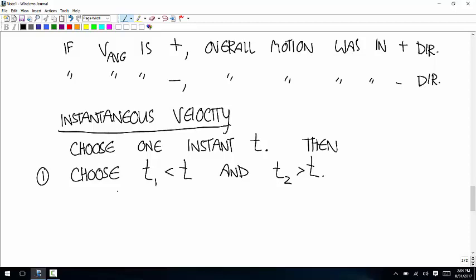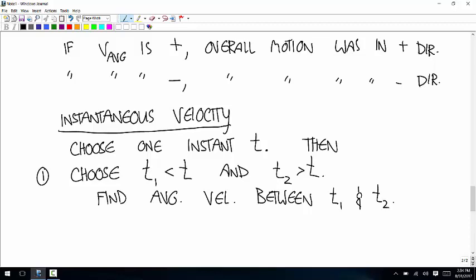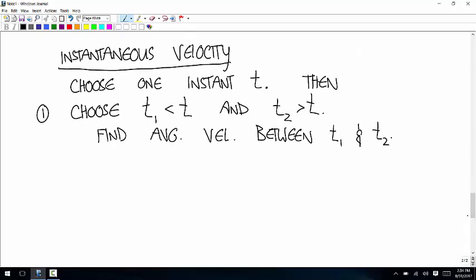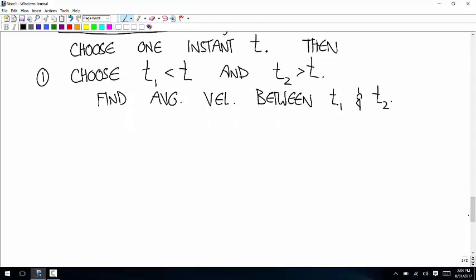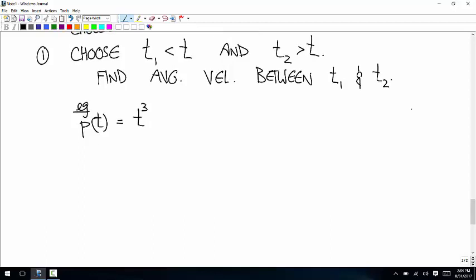And once you've done that, find the average velocity between t1 and t2. So I'm going to demonstrate this with my example function, the position as a function of time, which is going to be equal to t cubed. And the t where we want to calculate the instantaneous velocity is going to be 2.